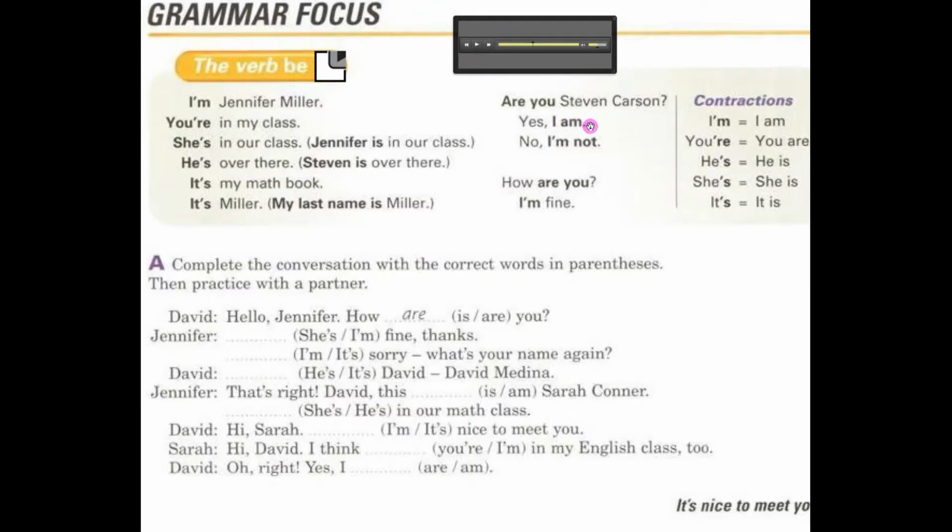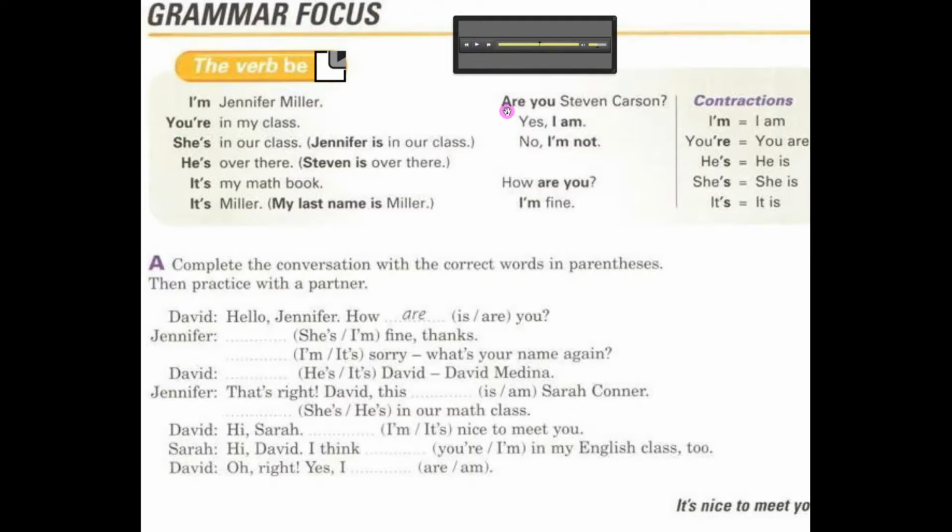Okay, now let's see how the question is formed. Are you Stephen Carson? Okay, look here. Your are is after the subject here, but here the to be is at the front. So to make a question, you have to put the to be at the front. The to be is are at the beginning of a sentence for yes or no questions. Are you Stephen Carson? The answer must be yes or no.